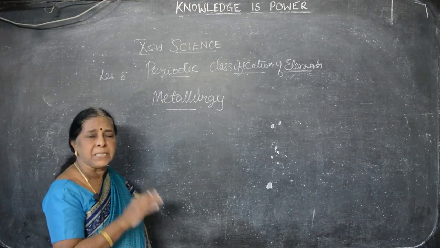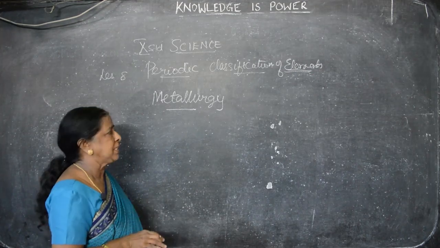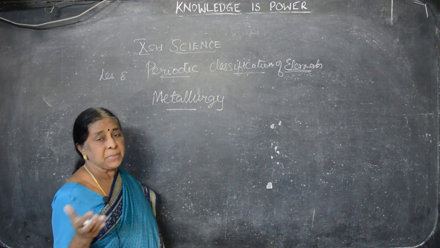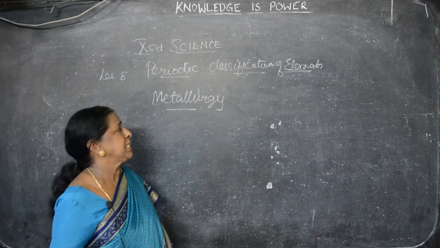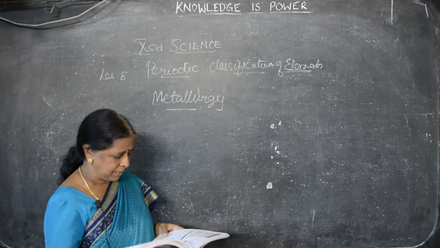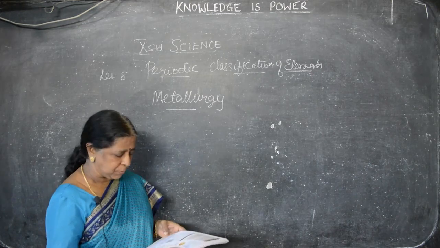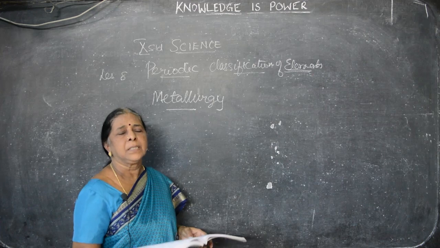Metallurgy: the study of metals is known as what? Metallurgy. Metals have special characteristics, which you would have studied from 6th standard. Everything we have to see in this lesson in detail. Metallurgy, first we have to see what it is. It is a science of extracting metals from their ores and modifying the metals into alloys.